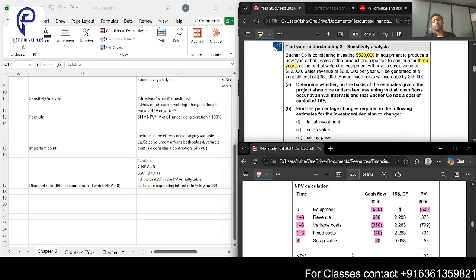500 is the equipment, revenue is 600, variable cost 350, fixed cost 40, scrap value 80. So these are all the cash flows.